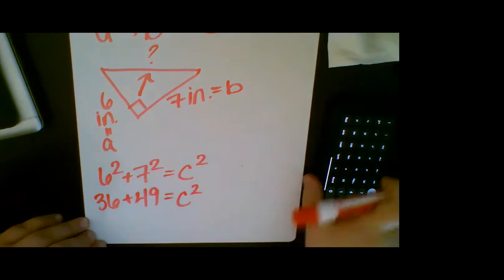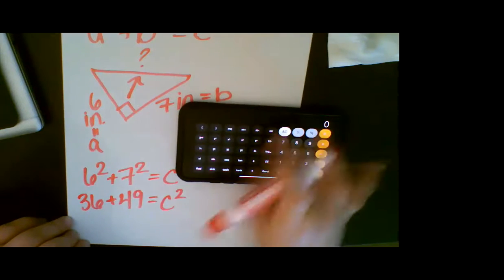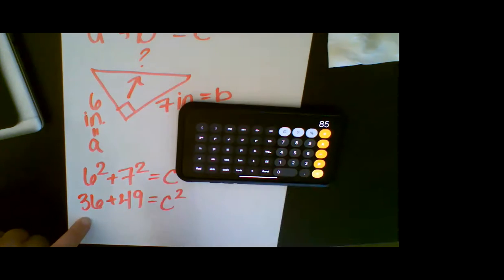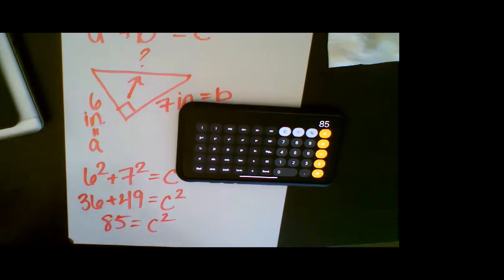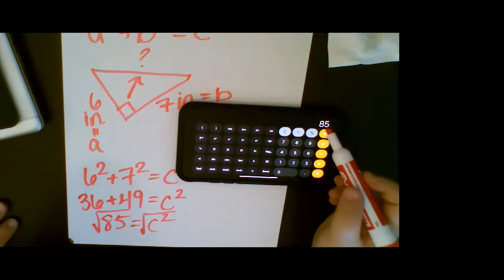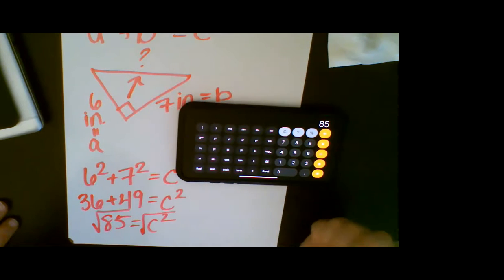Okay. Now in our handy dandy calculators, we're going to add these two numbers together. So we've got 36 plus 49, that's 85. And again, we don't have C yet, we have C squared. So our last step with the Pythagorean theorem is always, always, always going to be take the square root. So whatever number we got here, 85, we have to take the square root of it.